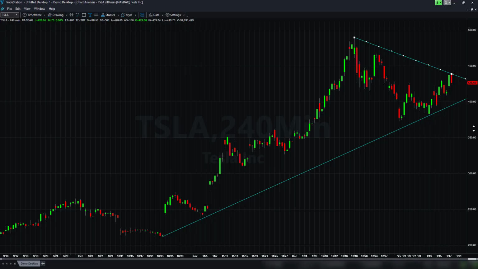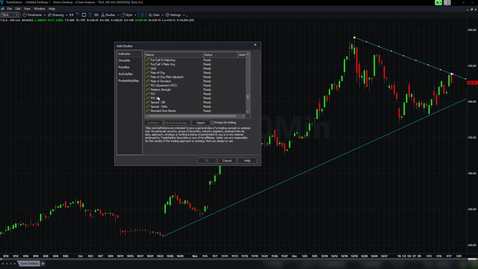How would I add the RSI? Look for a Studies or Indicators button in the chart program you're using. Then you should be able to find and add the Relative Strength Index, or RSI, from there.